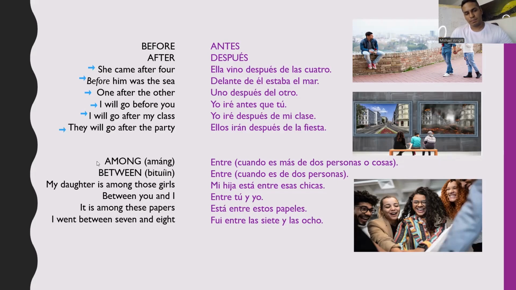So we have among. And this means when there are more than 2 people or things around you, right? And between when you are in the center of something, between one thing and the other, 2 things or two people, right? So my daughter is among those girls. Between you and I, no, it's a secret. Keep secret. It is among these papers. I went between 7 and 8. Okay, so between 2 things, among more than 2 things.